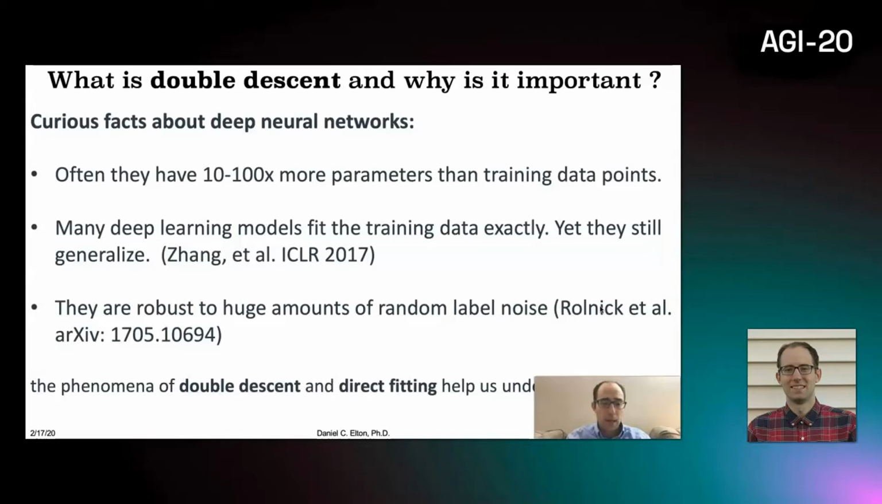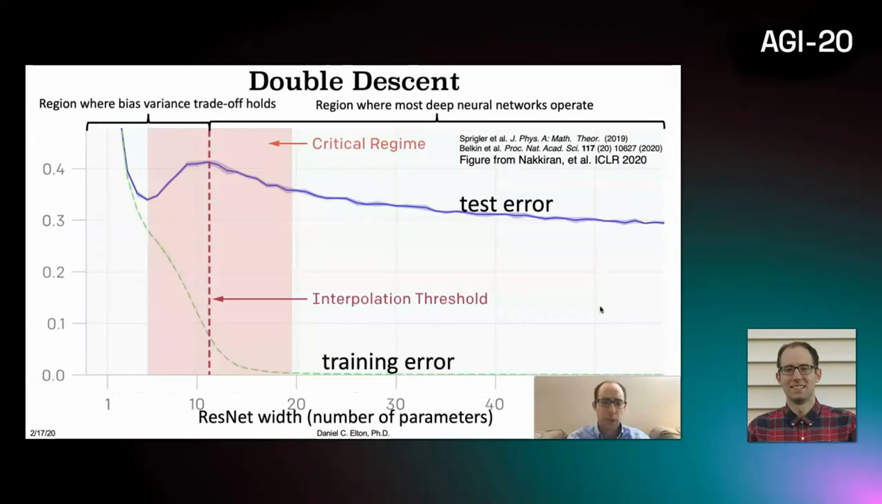It's also been noted that many of these models fit their training data exactly. So again, we would expect them to be overfit, but they still generalize very well. And then it's also been found they are robust to huge amounts of label noise. So the phenomenon of double descent and direct fitting can help us understand all these phenomena.